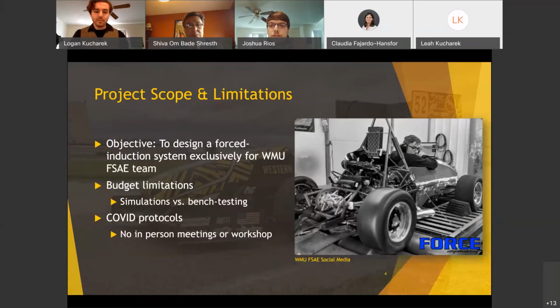The scope of this project is to produce a system for use on the WMU Formula SAE vehicle. It will be designed, built, and tested for this particular vehicle in mind. We will be limited by our budget, as several of the components can be quite expensive, as well as lab access protocols preventing us from doing much physically in the labs on campus.